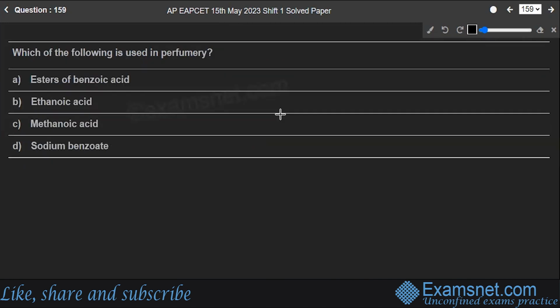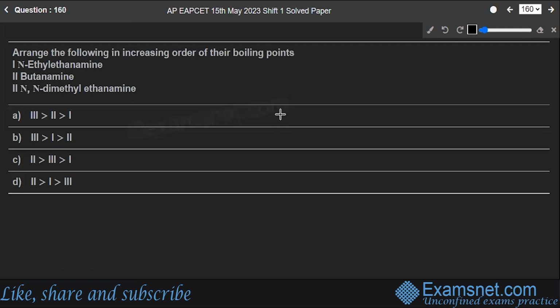Which of the following is used in perfumery? Okay, in perfumery, esters of benzoic acids are used. They give a very pleasant smell. So we have first option as the right answer. Next is 160 question. This is the last chemistry question of this paper.